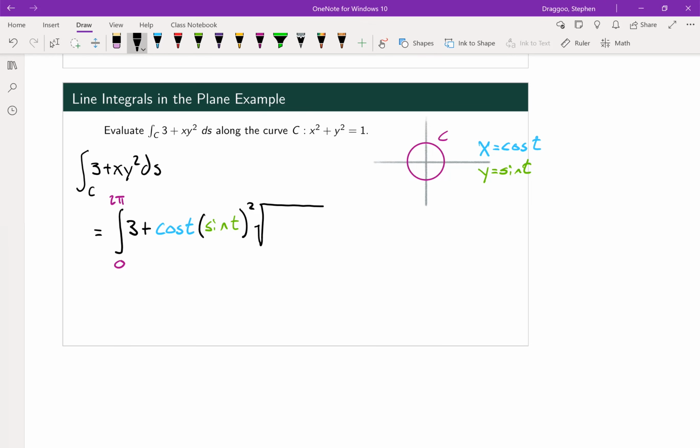Now we need to multiply that by ds, where ds, again, should be the square root of the derivative of the x piece squared plus the derivative of the y piece squared. That x piece has a derivative of negative sine, and then negative sine squared becomes sine squared. Do the same thing for the y component. Y is sine of t, so its derivative is cosine of t. So dy squared should be cosine squared of t. All of that multiplied by dt.